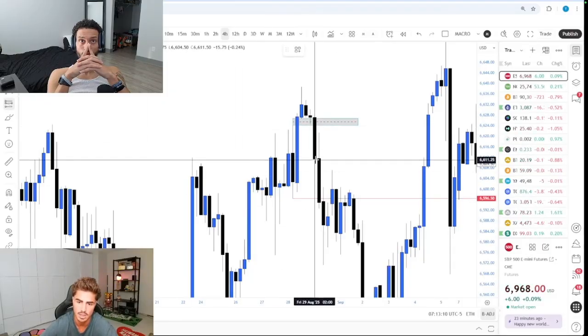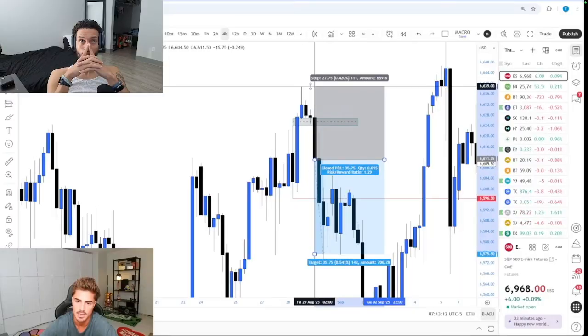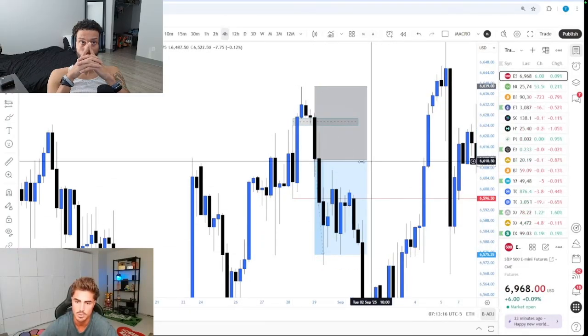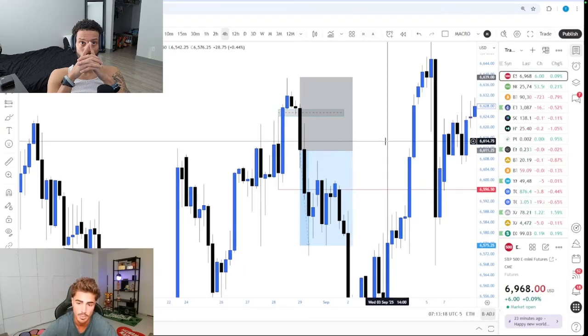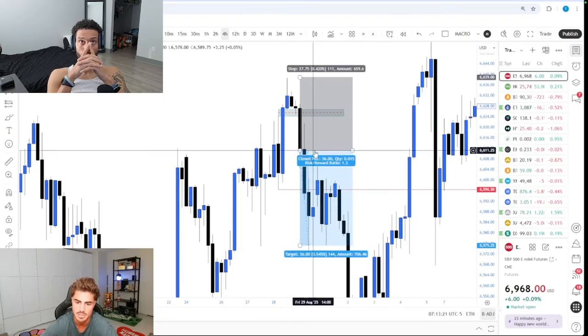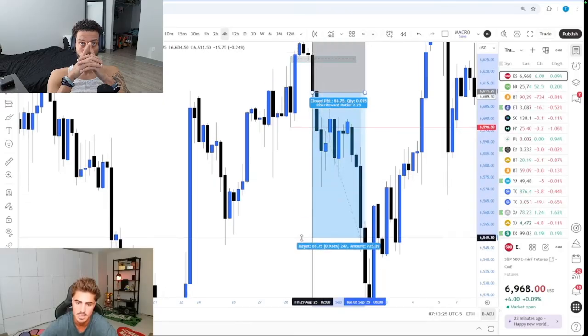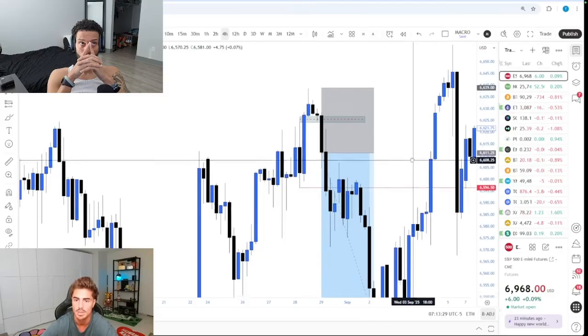Because if we took a short position right here and target these lows, this is a pretty good risk to reward. This is a 1 to 1.3 risk to reward ratio by entering right here and then targeting this draw on liquidity, and then targeting these draws on liquidity right here. We have a 1 to 2 risk to reward.